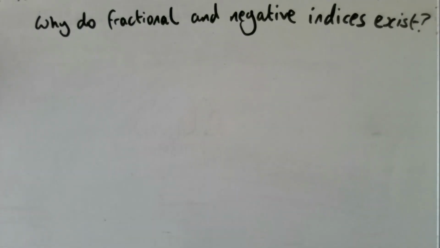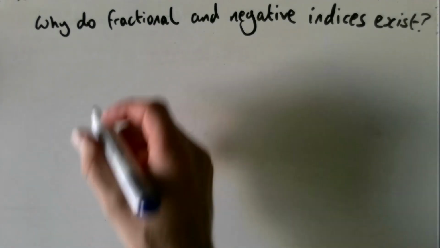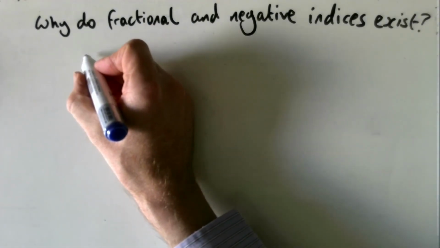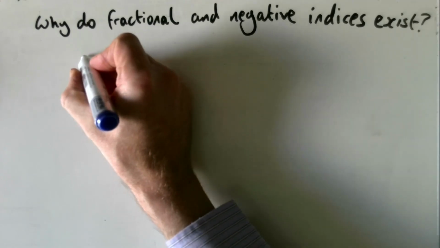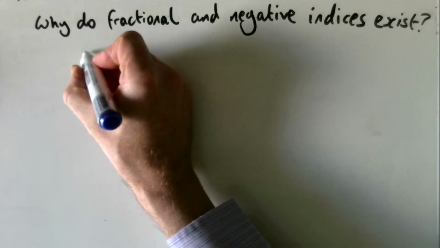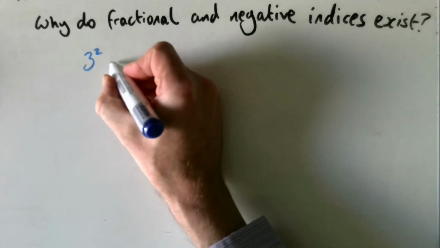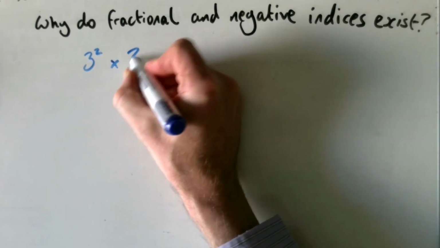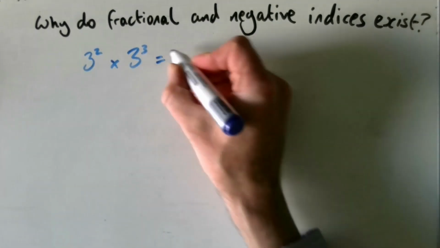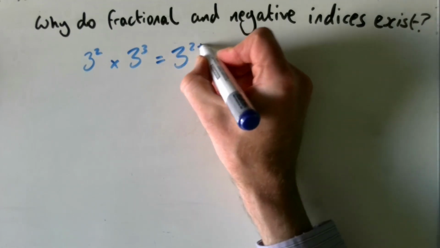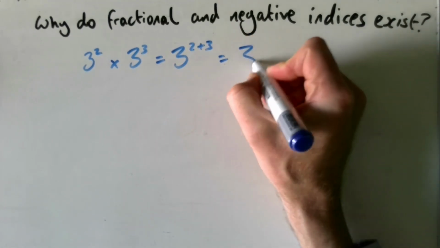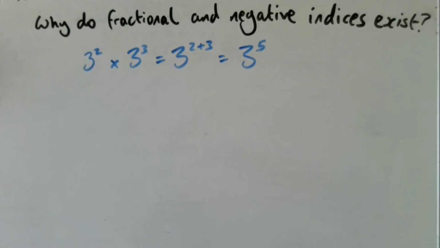So the question I just want to answer for you now is, why do fractional and negative indices exist? Well, I think in some ways the negatives are the easiest ones to demonstrate. We're all okay with the idea that if I take any number, maybe 3 squared, and I multiply that by 3 to the power 3, that's going to give us 3 to the power of 2 plus 3, which is 3 to the power 5.